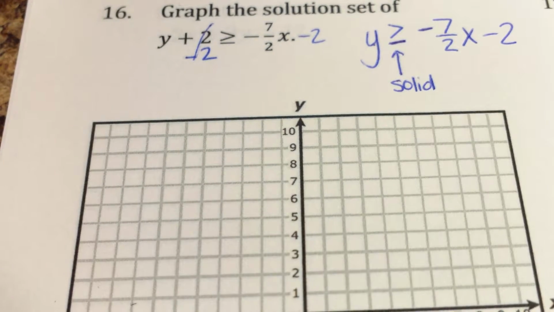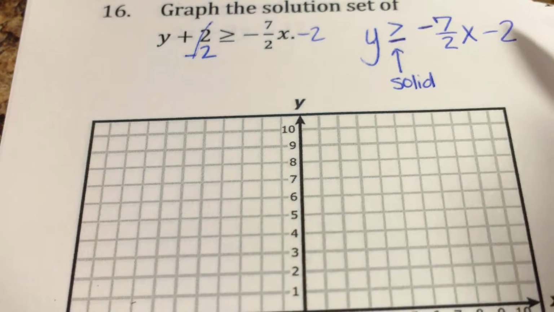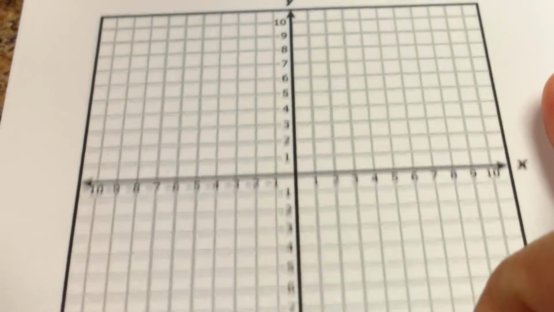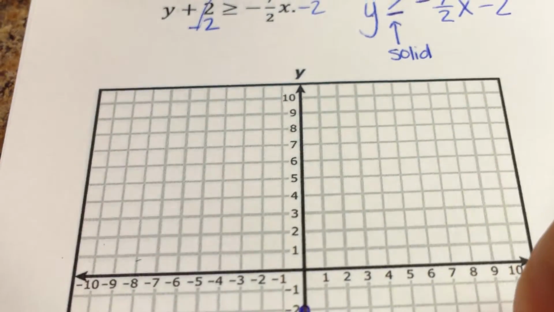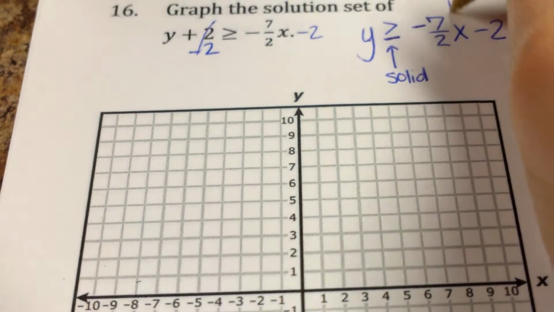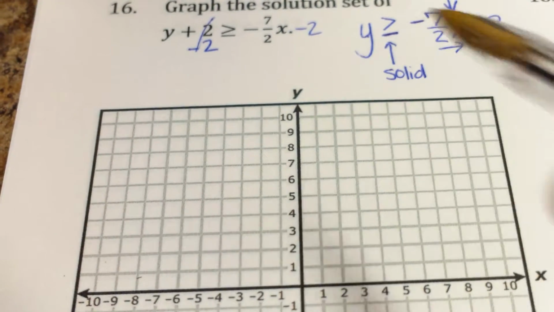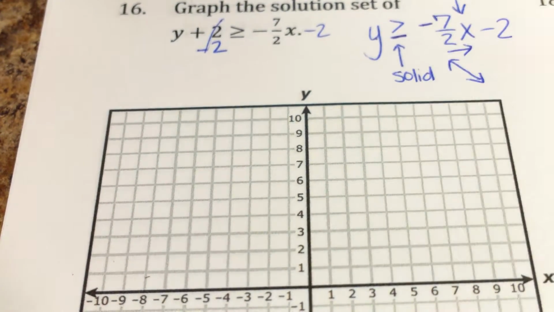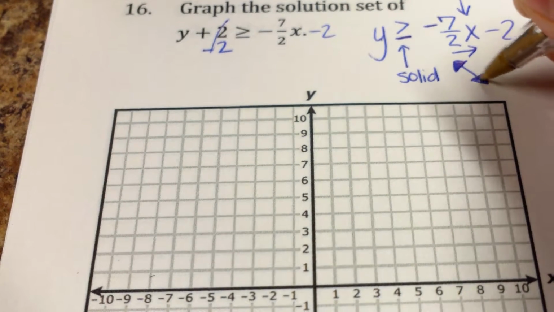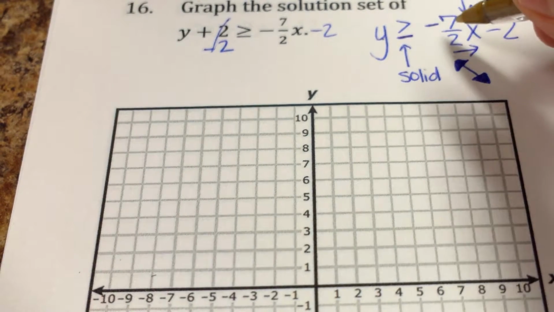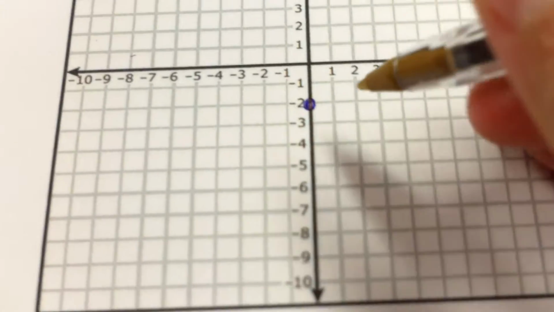And we're going to graph it the same way we graphed on question 15, where we find the slope and the y-intercept. My y-intercept is negative 2, so we go to negative 2. It's a solid point because it's a solid line. My slope is negative 7/2, so I'm going to be going down 7 over to the right 2. So my line should look something like this because it's going down. So starting at the y-intercept, negative 2, we're going to go down 7 over 2.